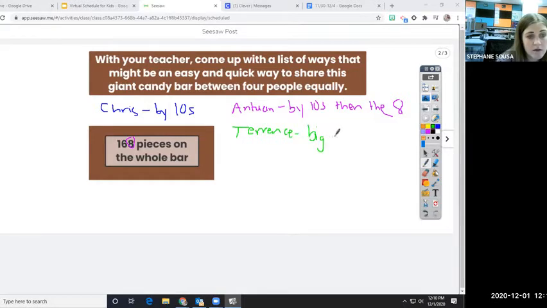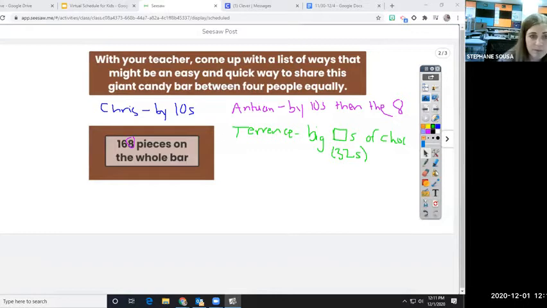Big square, you know what? I'm going to draw a square. That'll be faster. Big squares of chocolate. And we just discovered together that that is by 32s. Okay, nice. So Terrence's strategy is a bit more visual there. We'd have a visual to go by. What other ideas are out there? We are on a roll, people.